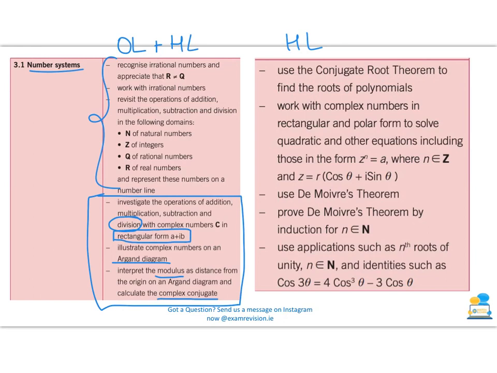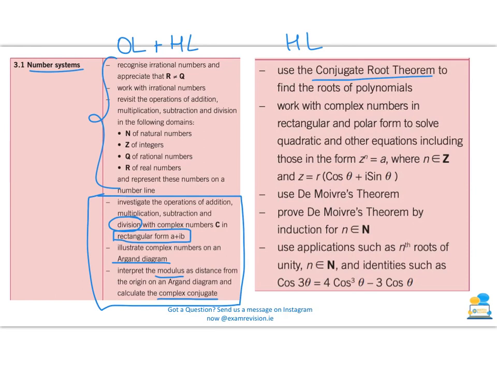So if you're an ordinary level student, you need to make sure that you know all of those things. If you're a higher level student, you need to know all of those things and the stuff on the right hand side. So when we're talking about the kind of add-on things, then you need to be able to apply the conjugate root theorem to be able to work out other roots of a polynomial.